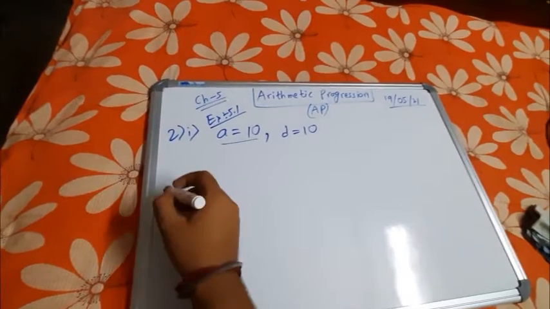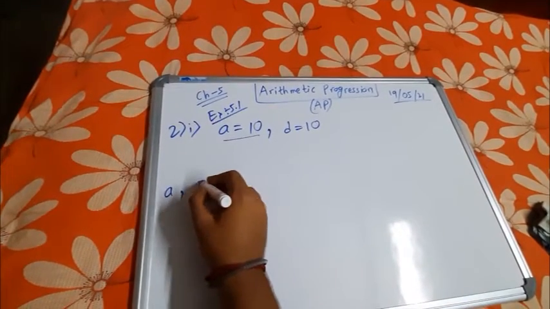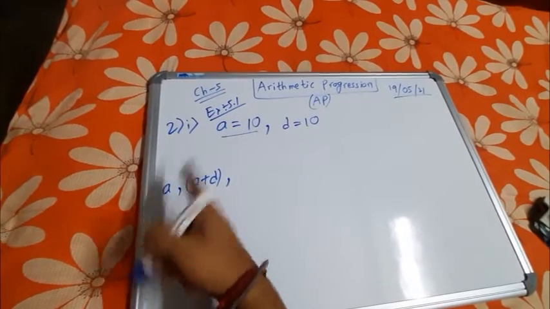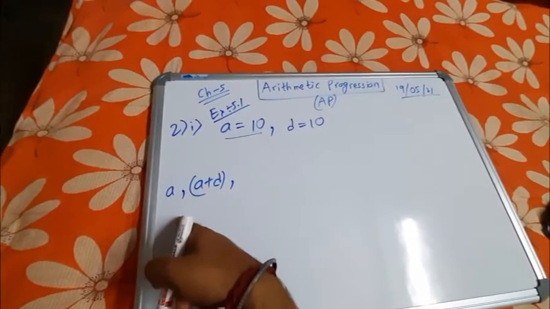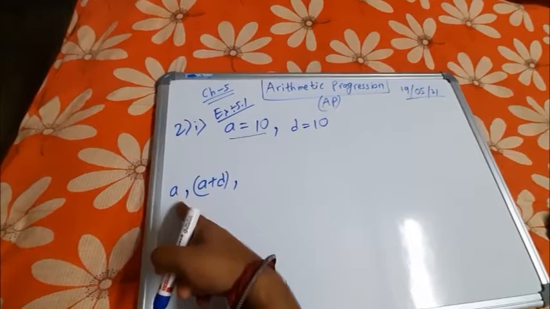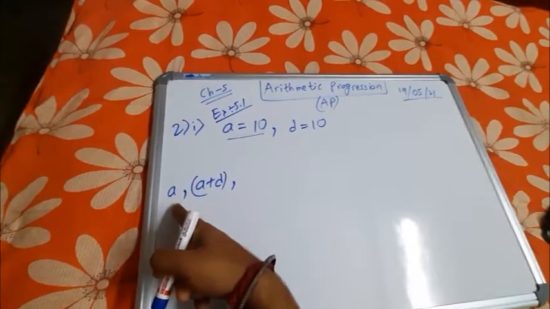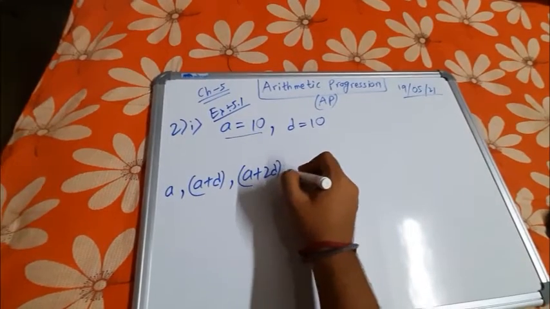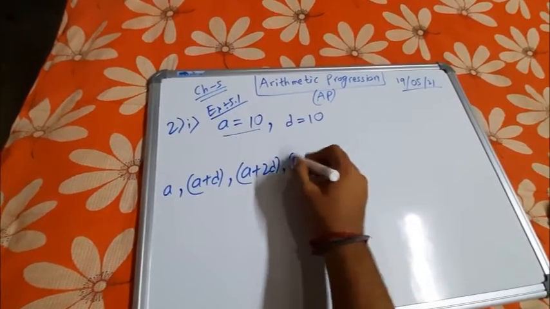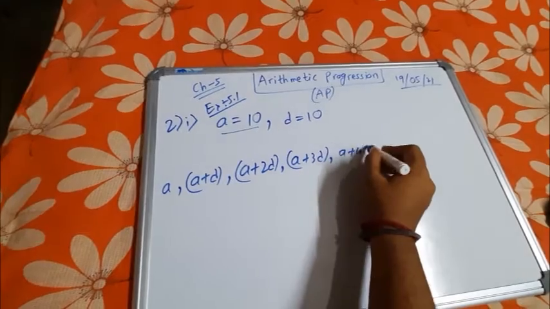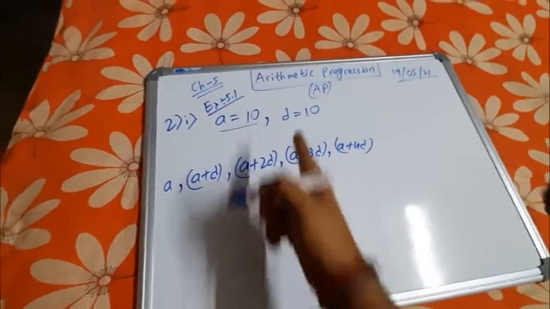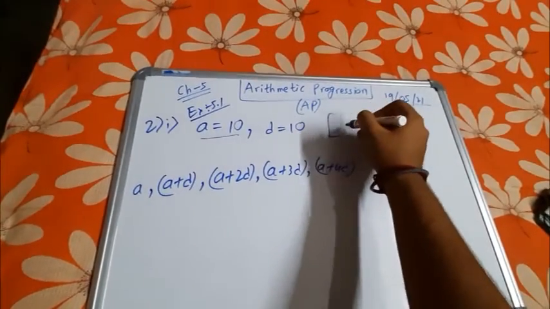As we have said, the general AP series looks like a, comma, a plus d, comma. I had written a1 a few minutes ago, but you can also represent it as a, because a is the first term. Now the next term will be a plus 2d, now the next term will be a plus 3d, the next term will be a plus 4d, as I have shown you. Now in this sum they have told you to write 4 terms.